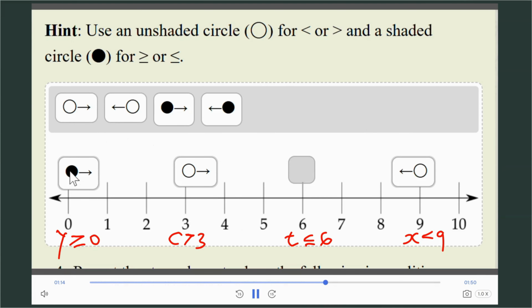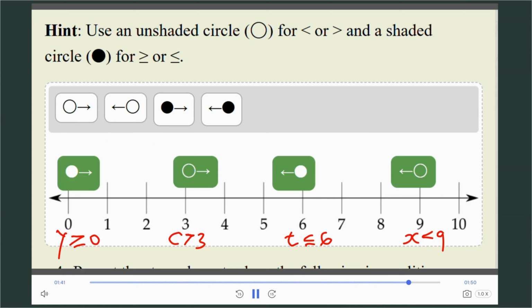And lastly, for t is less than or equal to 6, we're going to use the shaded circle heading left because it's less. So shaded heading left is this one. This is t is less than or equal to 6. Now let's look at the answers. Yes, all of them are correct.